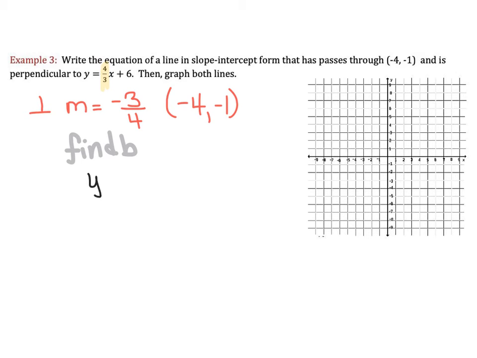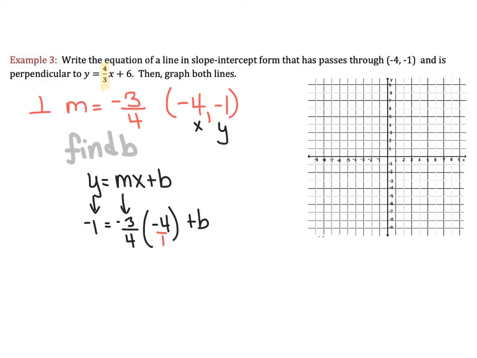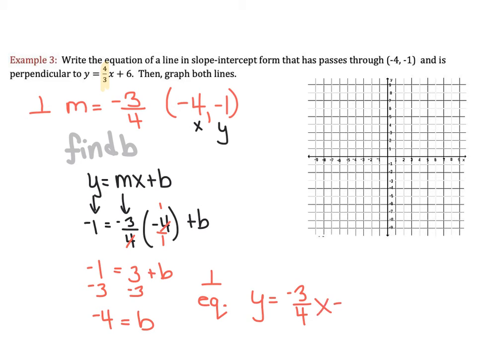Well, I start with y equals mx plus b. And again, I substitute. I've been given an ordered pair, so I'm going to plug in -1. My new slope is -3/4, and x is -4, plus b. All right, so I'm going to multiply here, and that's going to give me +3 plus b is equal to -1. So I subtract 3 from each side, and I get -4 equals b. So my new equation for my perpendicular line is going to be y equals -3/4 x minus 4.